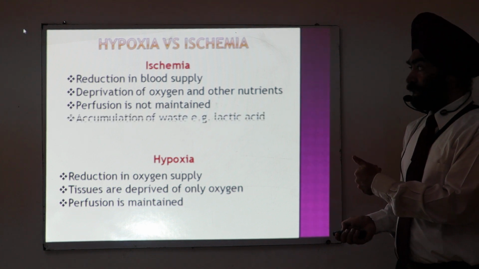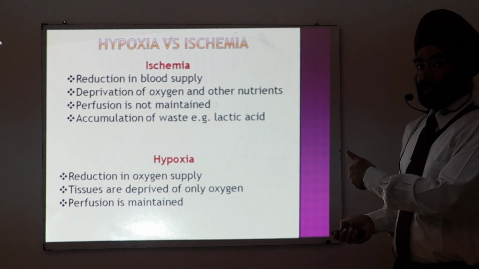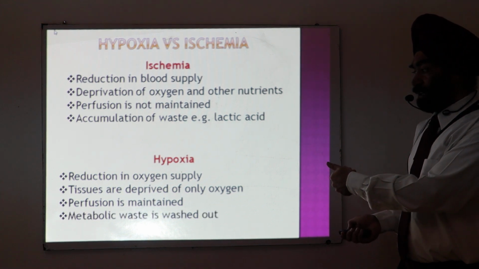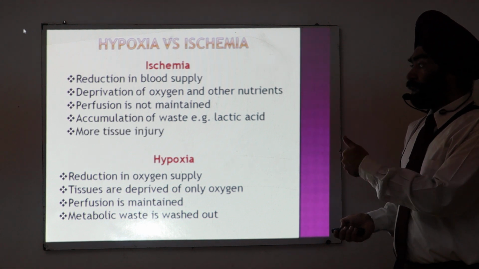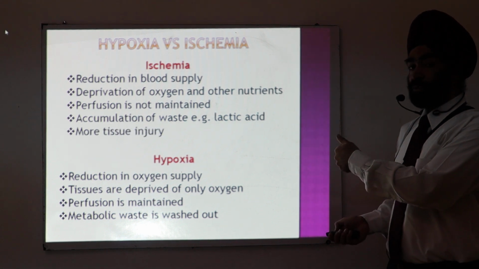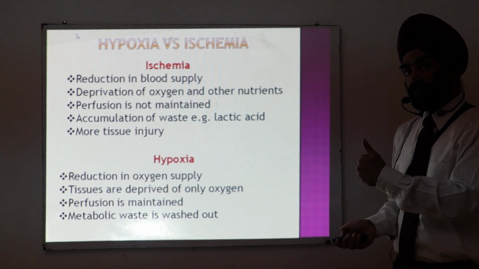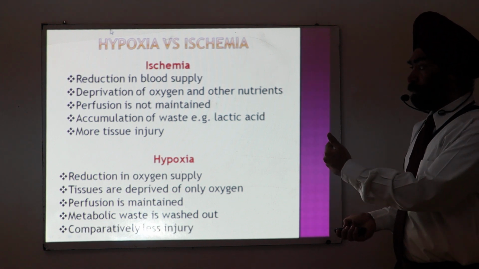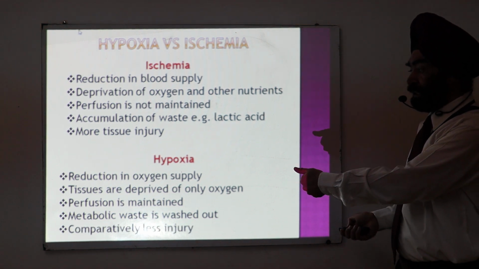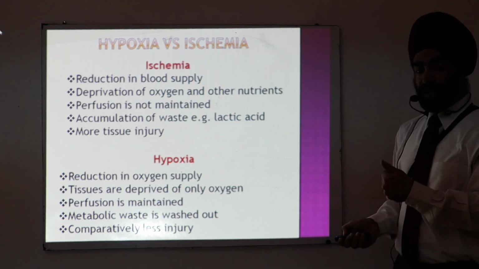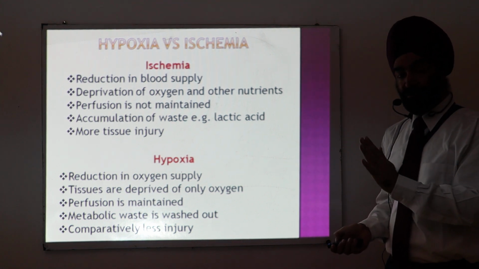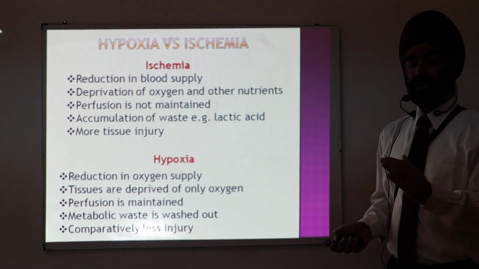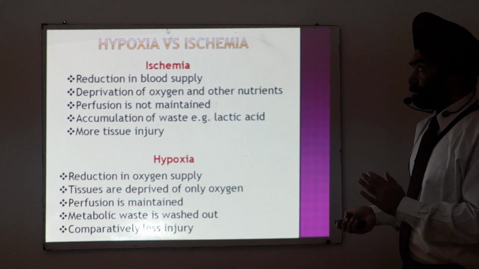Another difference: metabolic waste product is accumulated in ischemia, and one of the metabolic waste products is lactic acid. In hypoxia, metabolic waste is washed away. Because the waste is accumulated, if it is not removed, it itself is going to produce an injury. So there is more tissue injury in ischemia. If you compare the injury of ischemia and hypoxia, injury will be relatively less in hypoxia. Again, I am telling you hypoxia and ischemia are different. There are very fine differences, but in common terms, sometimes we can use these terms interchangeably.